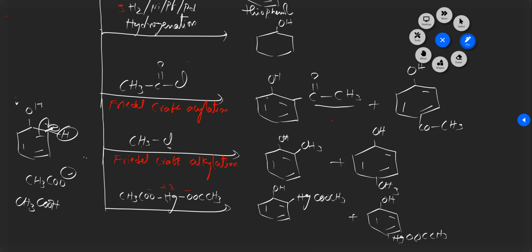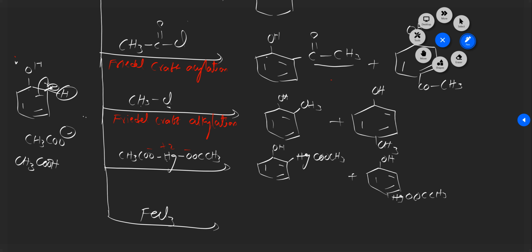Next, the ferric chloride test. Phenol reacts with iron chloride. We use this reaction to test whether phenol is present in the solution or not. In the product, whether a phenol molecule is there or not, we check by adding FeCl3. If phenol is present, that phenol is going to react with the iron chloride and form a violet color complex. The violet color is due to the formation of an iron complex.